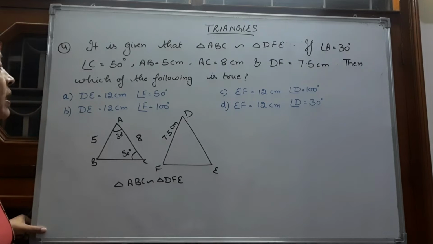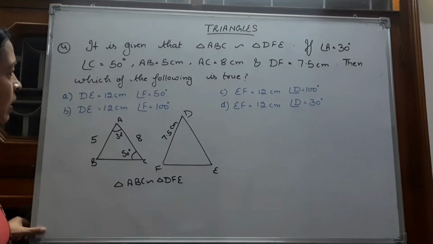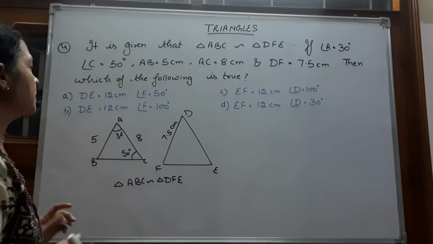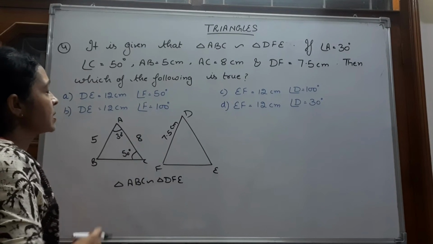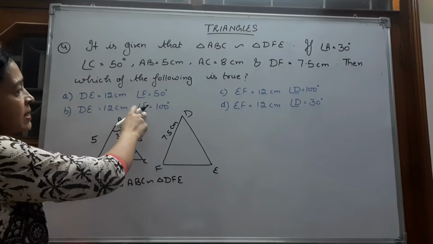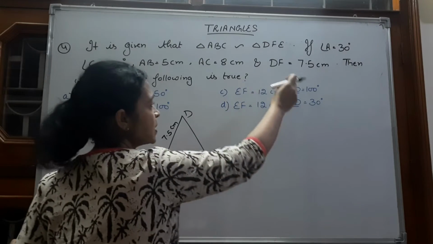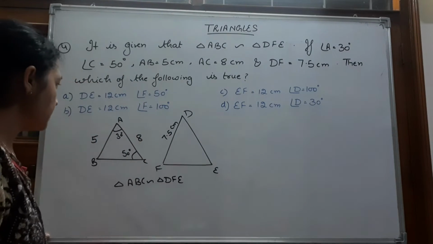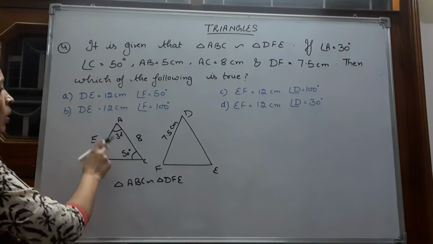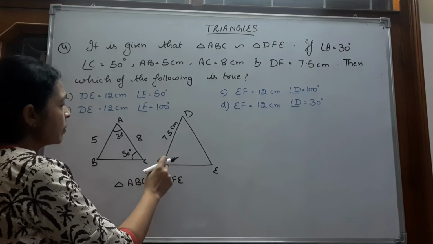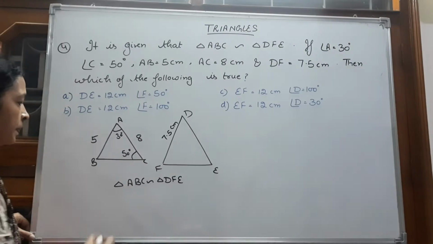Then which of the following is true? We have to find which of the following is true. Let's check the options. In two options, angle F is given. In two options, angle D is given. Now, angle F must be equal to angle B.